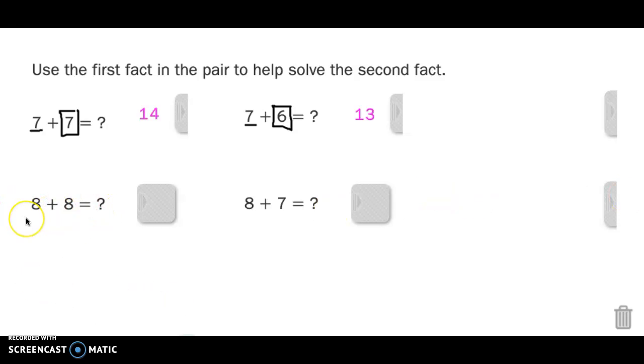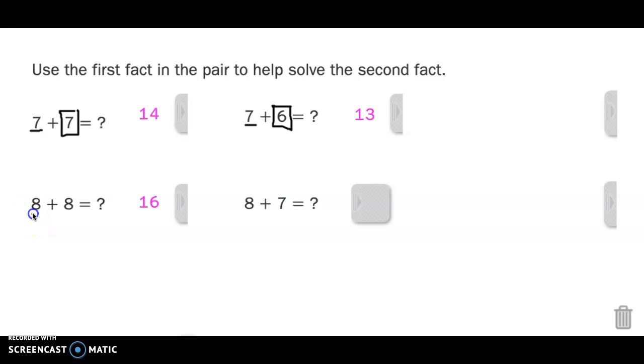What's 8 plus 8? I want you to solve that right now and write it down. Okay, 8 plus 8 is 16. Yes, so instead of your question mark, we'll put a 16 in there. 8 plus 8 is 16. How are we going to use that to solve 8 plus 7?